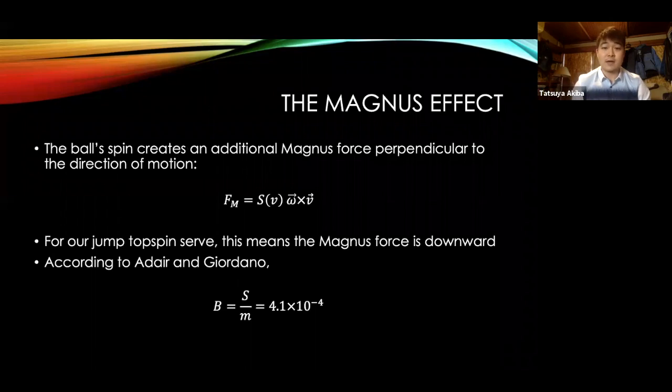The second effect that is important specifically for our jump topspin serve is the Magnus effect. When the ball is spinning, this adds an additional force that is perpendicular to the direction of motion. One equation for the Magnus force can be written as shown here. You can easily verify that for a jump topspin serve, the Magnus force is pointed downward, using the right-hand rule. According to Adair and Giordano, a good approximation for a sphere is this value of the factor S in the front, shown here. So this is what we've used for our trajectories.